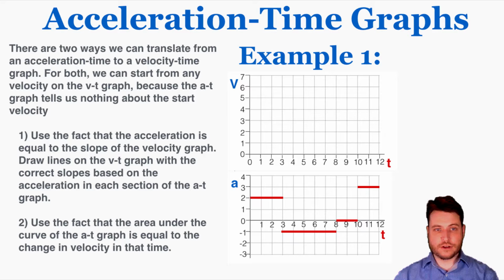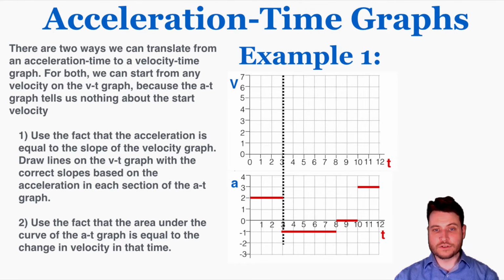There are two ways we can translate from an acceleration time to a velocity time graph. For both, we can start from any velocity on the velocity time graph because the acceleration time graph tells us nothing about the start velocity. So the first way I'm going to show you, this first example, is to use the fact that the acceleration is equal to the slope of the velocity graph. So we can just draw lines on the velocity time graph with the correct slopes based on the acceleration in each section of the acceleration time graph.